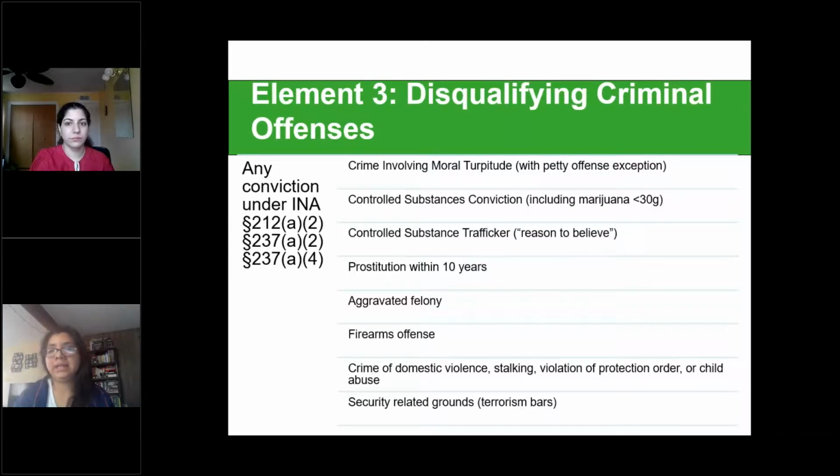And then the third element to keep in mind in determining whether someone qualifies for non-LPR cancellation is any conviction under INA 212(a)(2) or 237(a)(2) or (a)(4). Think back on those inadmissibility and deportability trainings that some of you may have attended before, or the immigration webinar that Diana and I did in the past. CIMTs, controlled substance convictions, the controlled substance trafficker, prostitution within the 10 years, aggravated felonies, firearms offenses, crimes of domestic violence, all those disqualify someone because under the third element, you cannot have those criminal convictions for someone to qualify for non-LPR cancellation. The second element is good moral character. The third element is those criminal conviction bars.